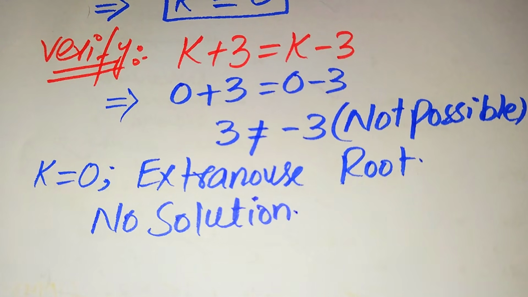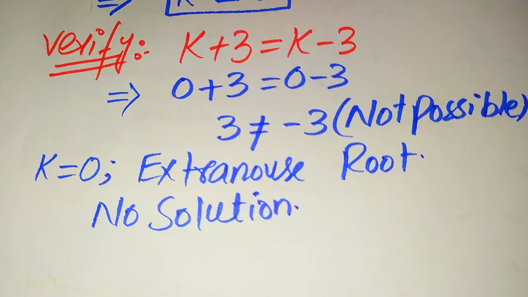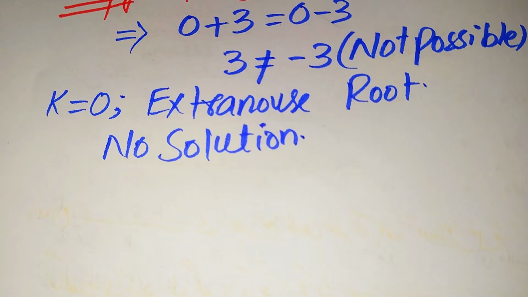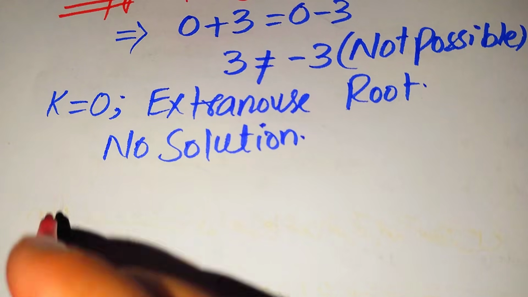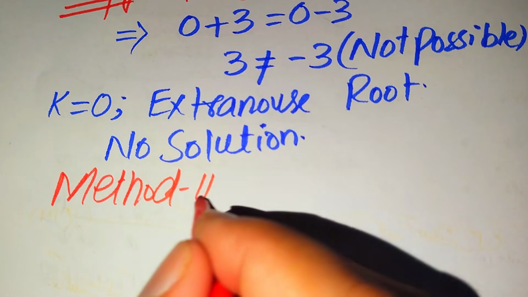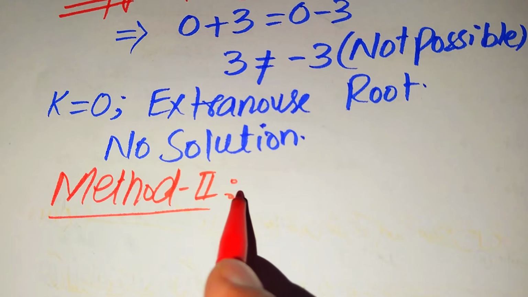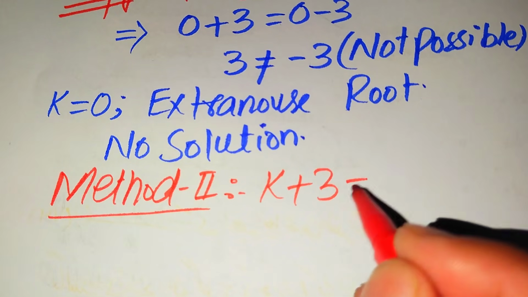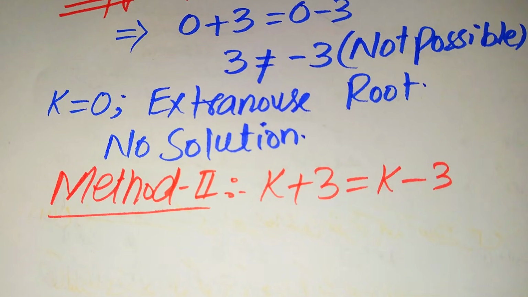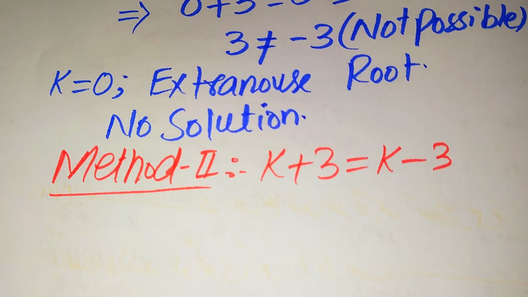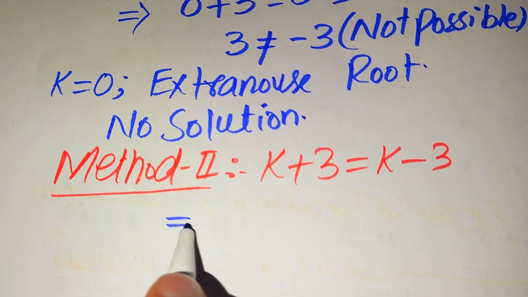So this is our first method in which we get the solution, and now in the same pattern we solve this problem by the second method. Our second method is very straightforward and quick. Here we quickly determine the solution set of this problem. So in the second method, first we copy down the given question statement. Here it is k plus 3 is equal to k minus 3. This is our given question statement, and here we just quickly solve this problem.